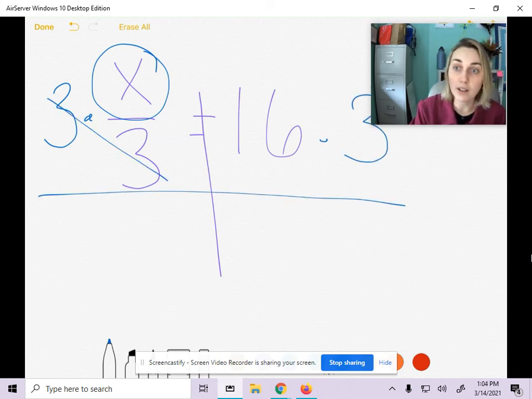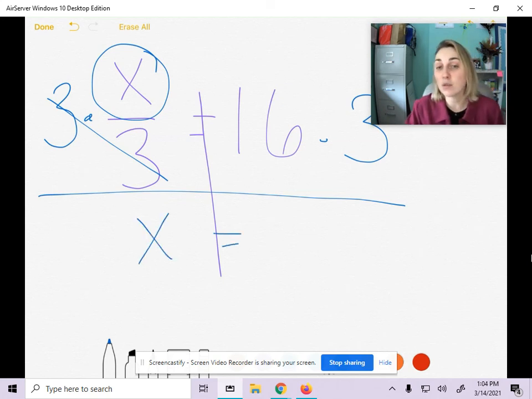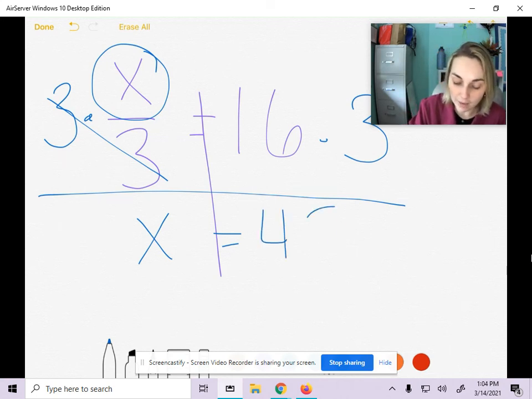Well, these two cancel out. Again, they're opposites, and that leaves us with just x. And then we just do 16 multiplied by 3. Well, 16 multiplied by 3 is 48.